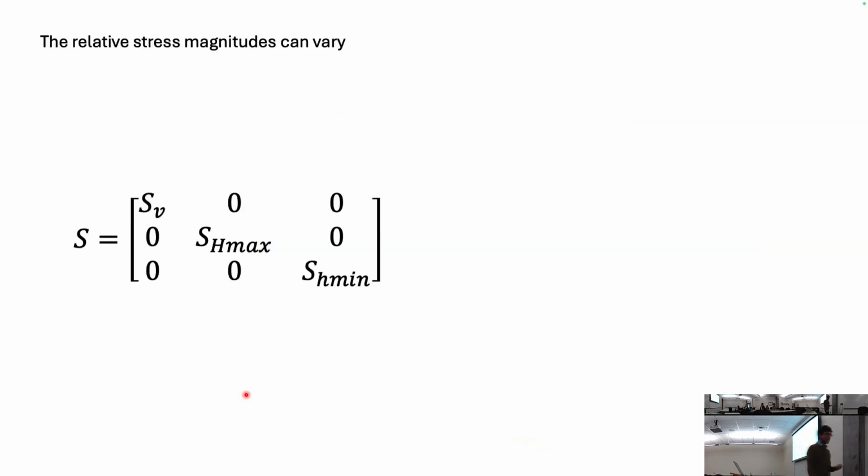So we have our stress tensor, our principal stress tensor in the earth. So SV, SH max, and SH min. And you can make the observation that they don't necessarily have to be in that order. You can have SV as the greatest stress, or you could have SH max as the greatest stress.